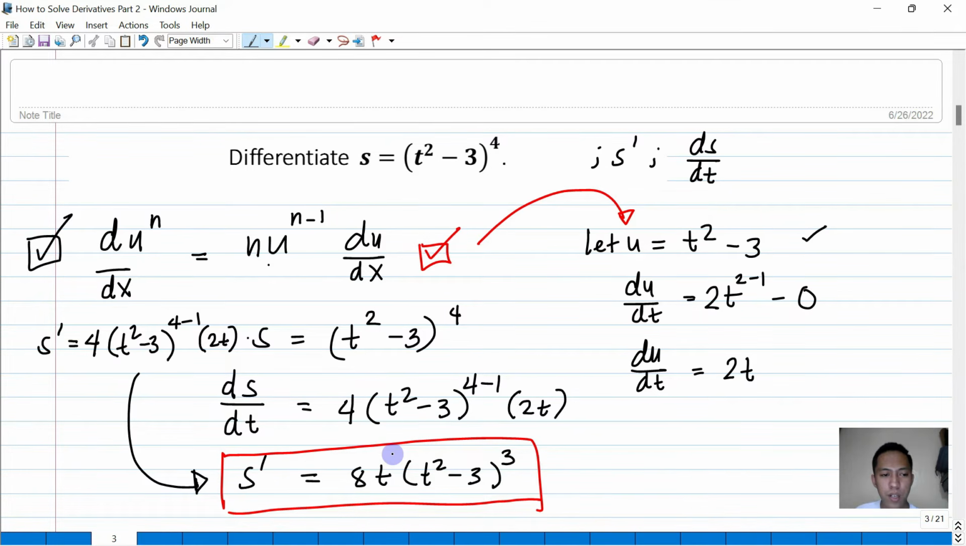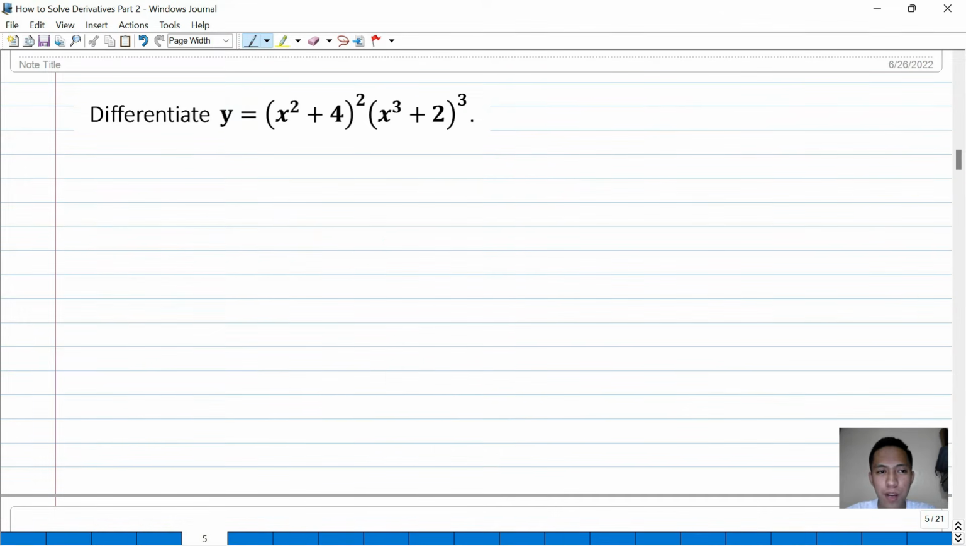So let's go to our next problem. So we have here, guys, our next problem. Differentiate y is equal to the quantity x squared plus 4 squared times the quantity x cubed plus 2 cubed. Okay, so we have these two expressions na nakamultiply siya to each other. So we can use our product rule.